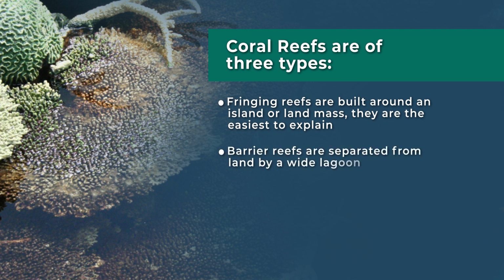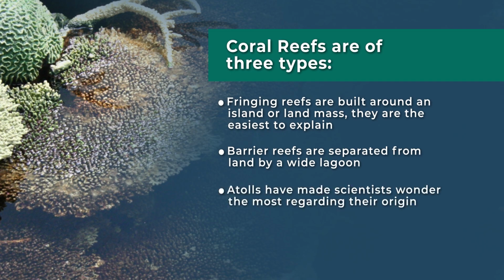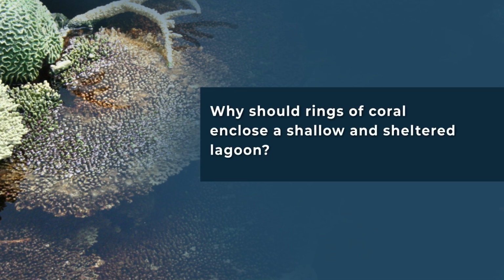Barrier reefs are separated from land by a wide lagoon. Atolls have made scientists wonder the most regarding their origin. Why should rings of coral enclose a shallow and sheltered lagoon? Now, I would like to discuss that these could be different stages of coral reef or coral island processing, or they could be standalone conditions for these coral reefs to originate.